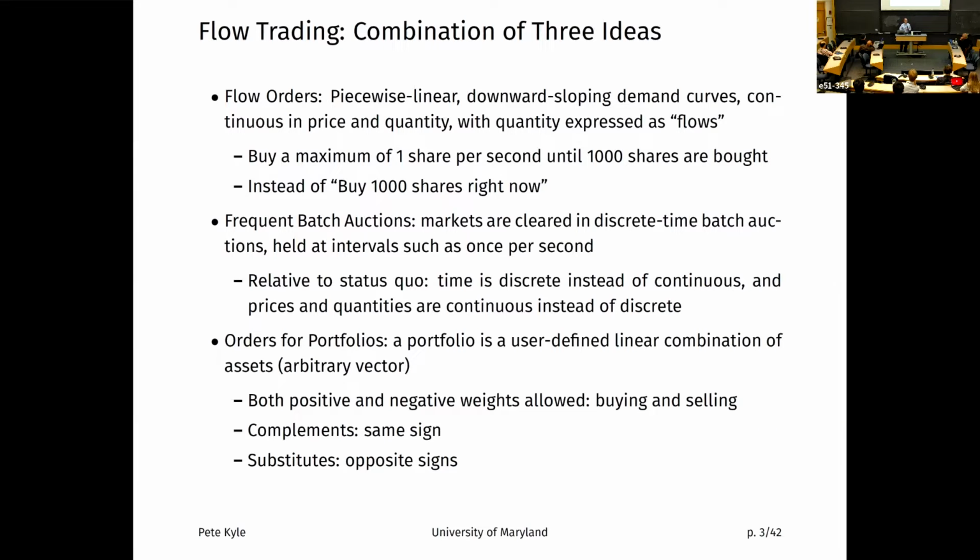So what do we propose? We're proposing a combination of 3 ideas to deal with this and to reduce the costs of trading so that institutional investors and retail investors alike basically have an easier time of it. The first ingredient in our proposal is what we call flow orders. Instead of submitting orders that, if you drew the graph of the function, would look like a bunch of dots that sketch out a step function, you submit a piecewise linear downward sloping curve for a continuous price and a continuous quantity.